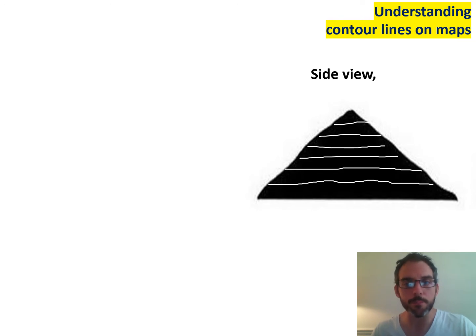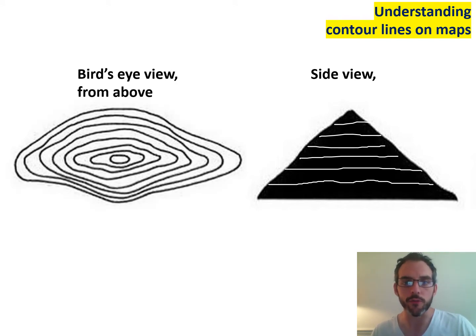You now fly up above the mountain, you're right directly above the top of the mountain, and you look down onto it. This is what you would see. So if you imagine those lines are still there, this is what you see. This is the very top of the mountain, and this is the bottom.